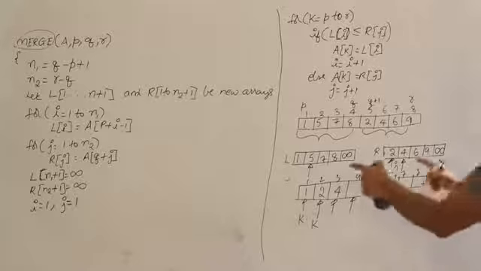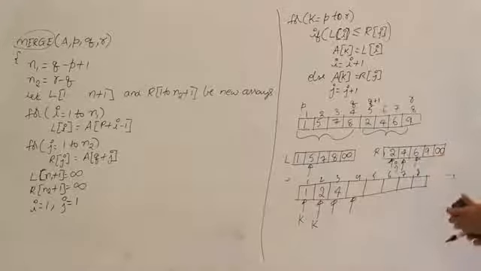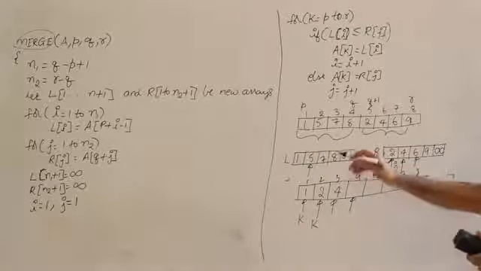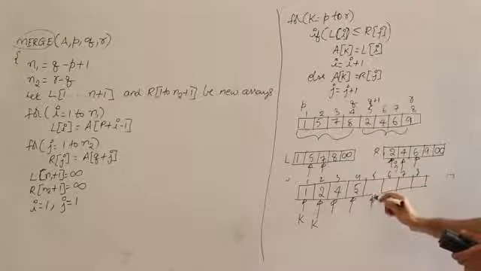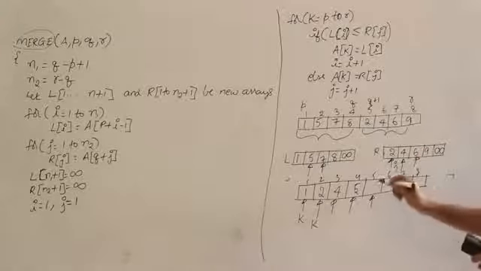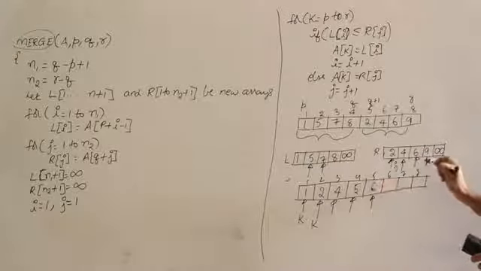Right? And now 4 has to be incremented, right? Then 5 and 6 are compared. Which is lesser? 5 is lesser. Therefore write 5 here and you increment it, right? And now 7 and 6 are compared. Which is lesser? 6 is lesser. Write 6 here and you increment it.